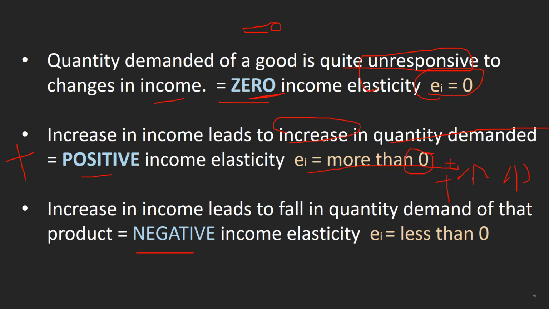So it is positive. Third one, negative income elasticity. That is, increase in income leads to fall in quantity demanded of that product. Increase in income leads to fall in quantity demanded. So this is negative income elasticity. EI is less than 0. These are generally inferior goods. When people's income increases, they generally prefer not to buy inferior goods. They shift to prestigious goods.